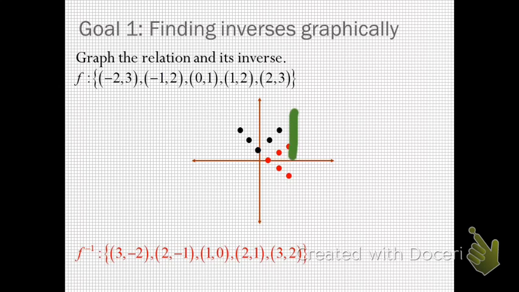If I were to draw a vertical line through various points on the graph of the inverse, it's going to pass through that graph more than one time. So, quite simply, we can say that f inverse is not a function.